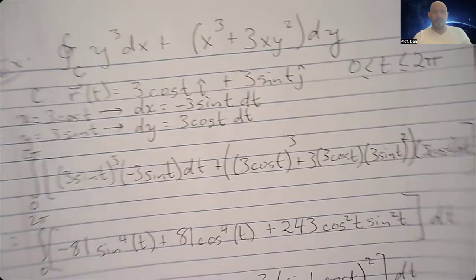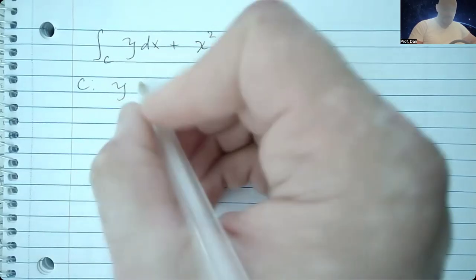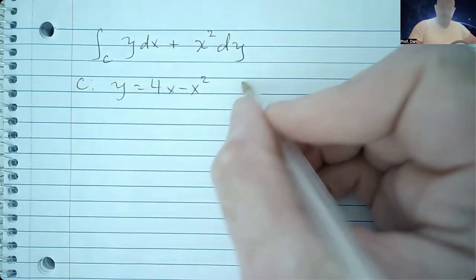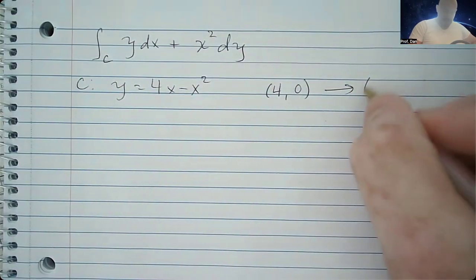And now I'll do one last quick example that also involves differential form. For this one, we are going to evaluate over the path c y dx plus x squared dy. And here, the only information that we're given about c is that it follows a parabolic arc, y equals 4x minus x squared, from the coordinate 4, 0 to the coordinate 1, 3.